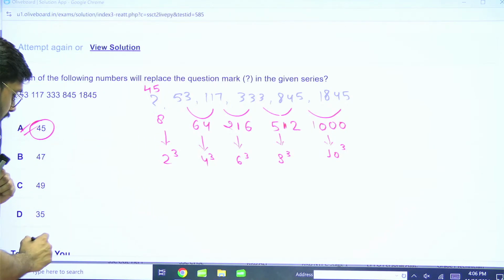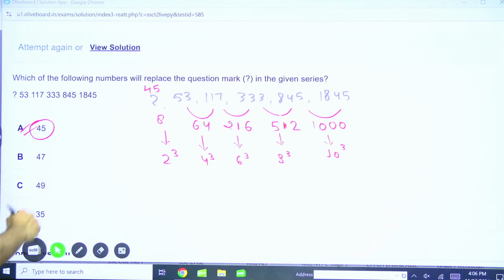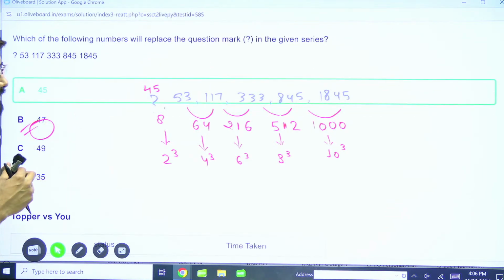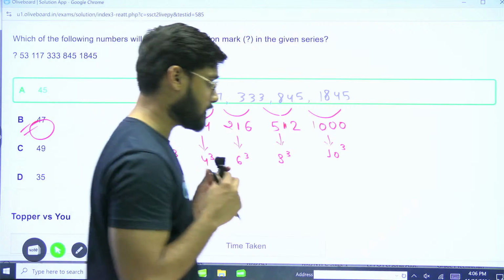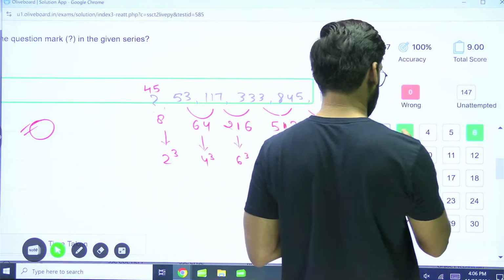So shall we mark option number A? Let's see if we are getting the answer right. Yes, it turns into green. It means we have done it right. Next question on our screen, that is the third one.